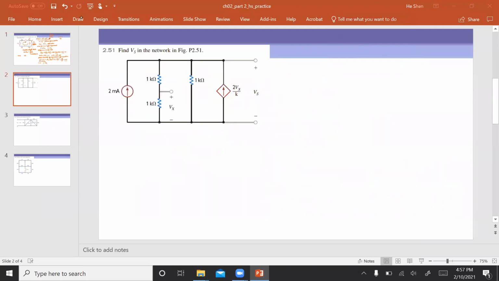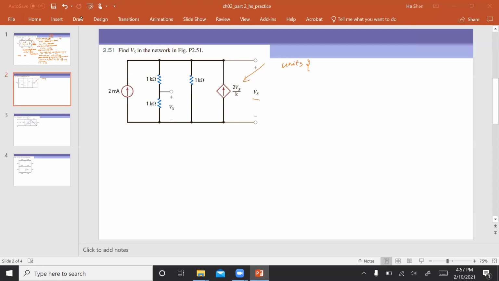All right, let's look at the second example. In the second example, we're going to find Vs in the network. Vs is voltage. This current source is called a dependent current source, which is similar to the problem that we saw just now. And we're going to use the units.